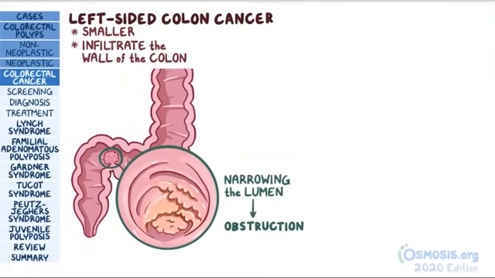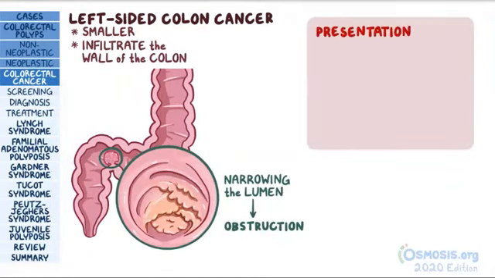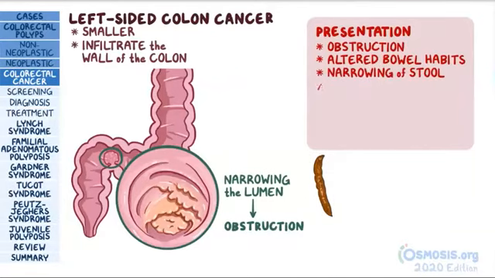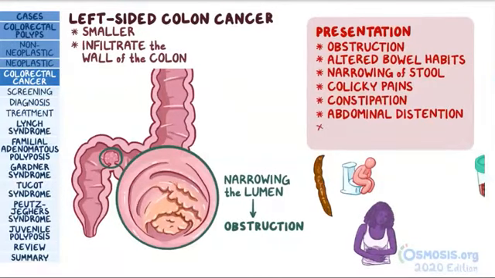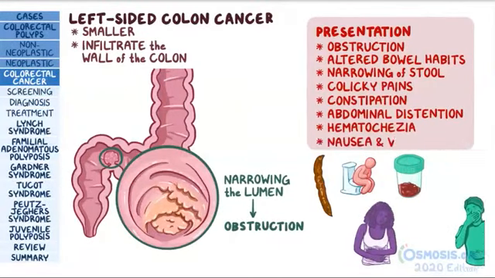A frequently tested concept is what the presentation of an individual with left-sided colorectal cancer is. Therefore, it's important to know that these individuals present with obstruction and altered bowel habits, like narrowing of stool, colicky pains, constipation, abdominal distension, but also hematochezia, nausea, and vomiting.